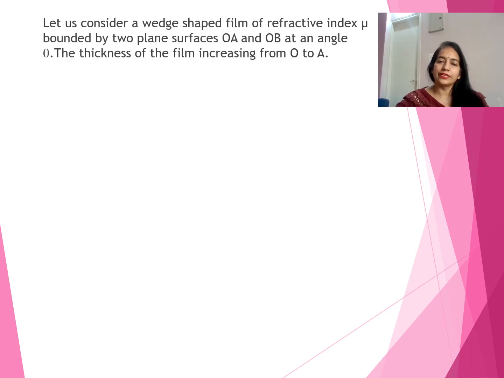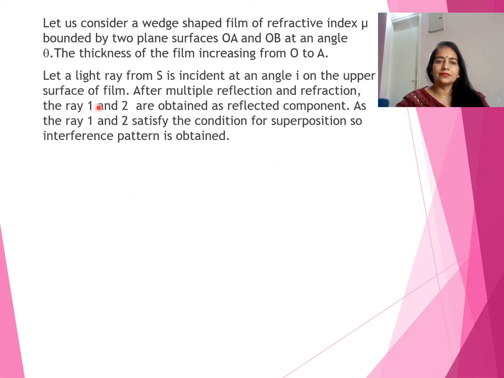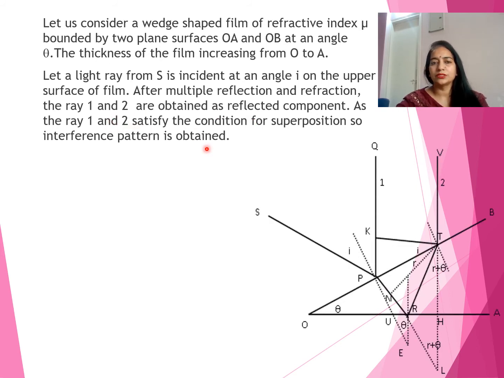Let us consider a wedge-shaped film of refractive index mu bounded by two plane surfaces OA and OB at angle theta. The thickness of the film increases from O to A. Let a light ray from S be incident at angle I on the upper surface of the film. After multiple reflection and refraction, rays 1 and 2 are obtained as reflected components. As rays 1 and 2 satisfy the condition for superposition, the interference pattern is obtained.